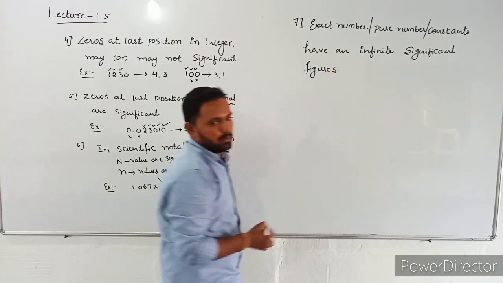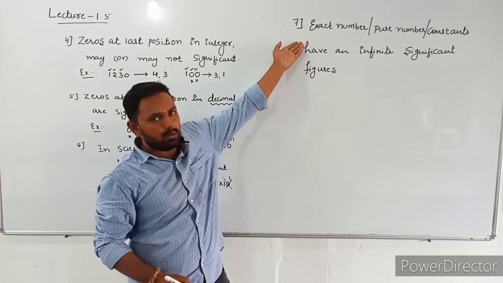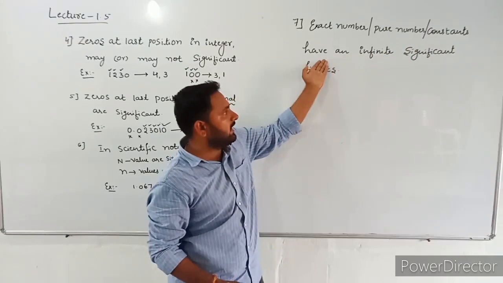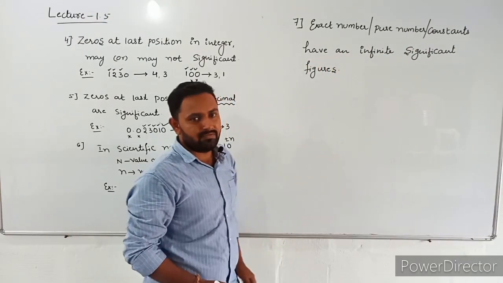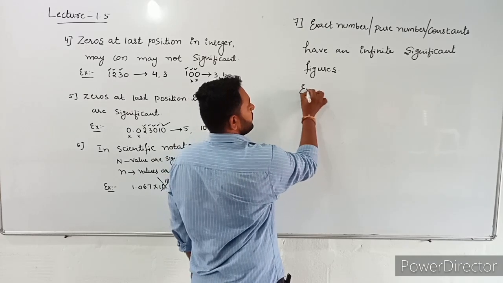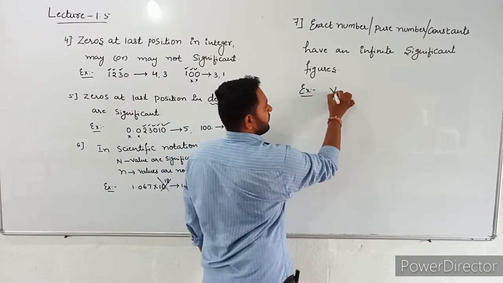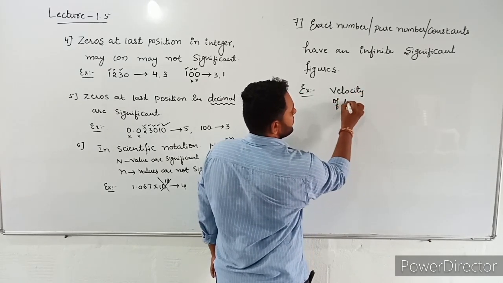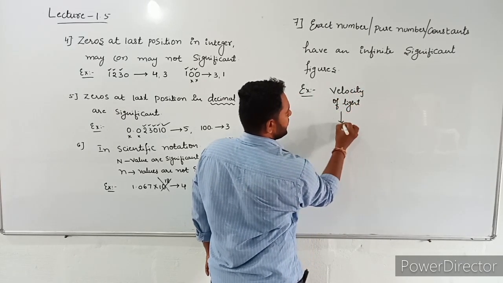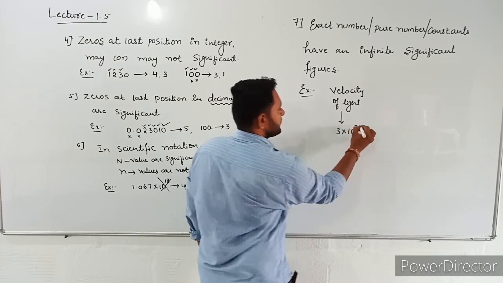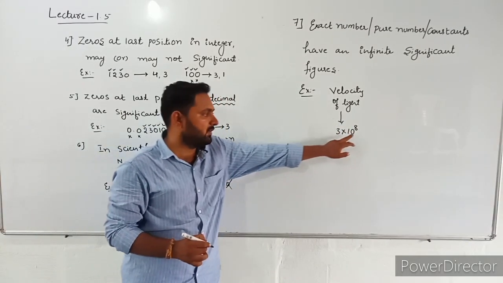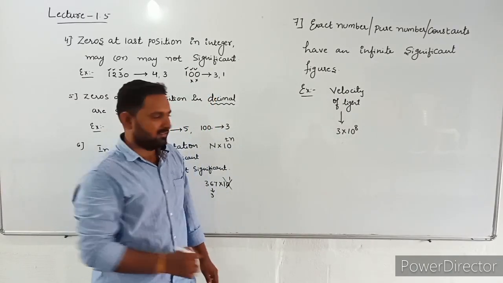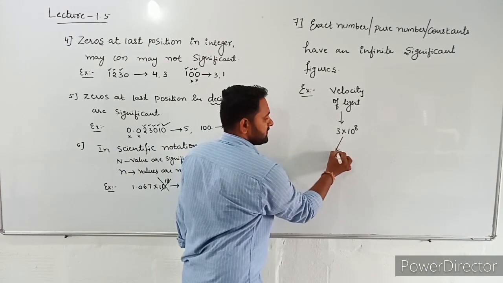This is the seventh rule. According to the seventh rule, exact numbers or pure numbers or constants have infinite significant figures. Let us check one example. What is the velocity of light? The velocity of light is 3 into 10 power 8. Now tell me how many significant figures are present in this number?